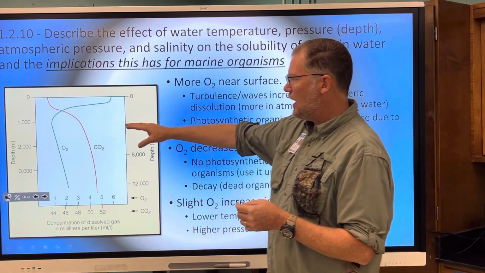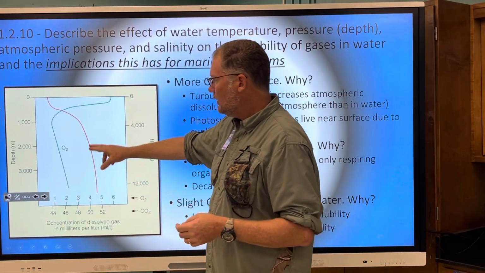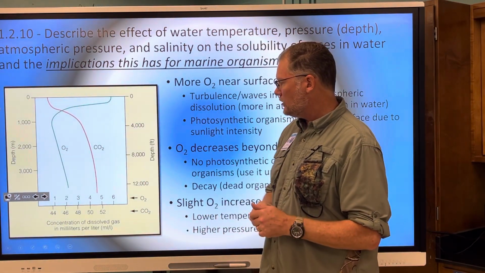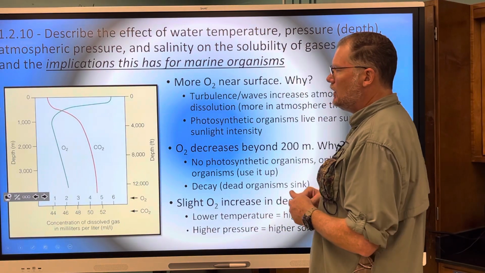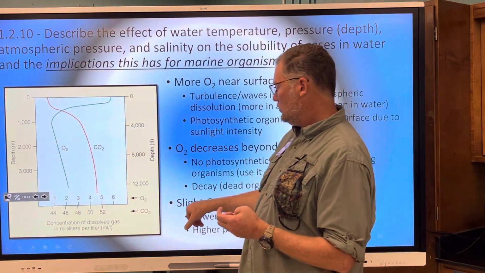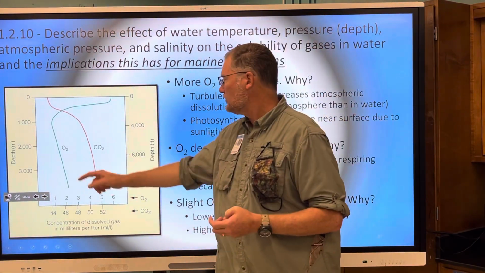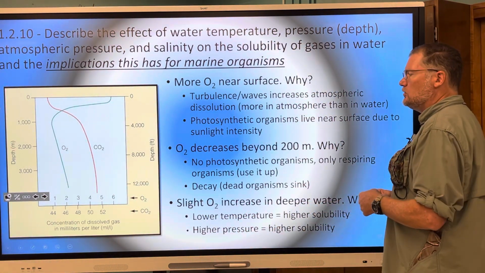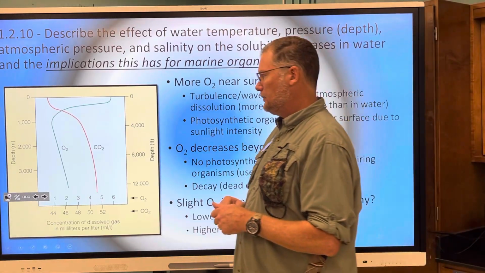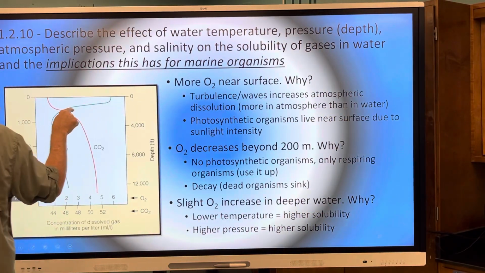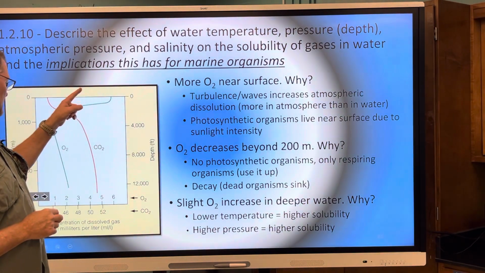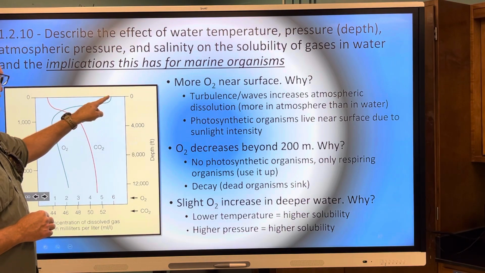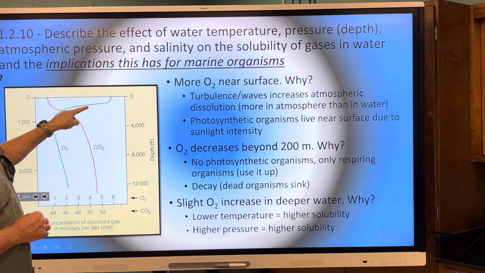Okay? So here we have depth. And the green is oxygen. The red is carbon dioxide. And down here we have concentration of those gases. And you're going to see something very strange. The slight increase in deeper water, we'll get to that in a minute. Okay, so why does oxygen decrease beyond 200 meters? Why does oxygen make this extreme turn and decrease? Okay, so it's right there, and it just goes downhill from there.